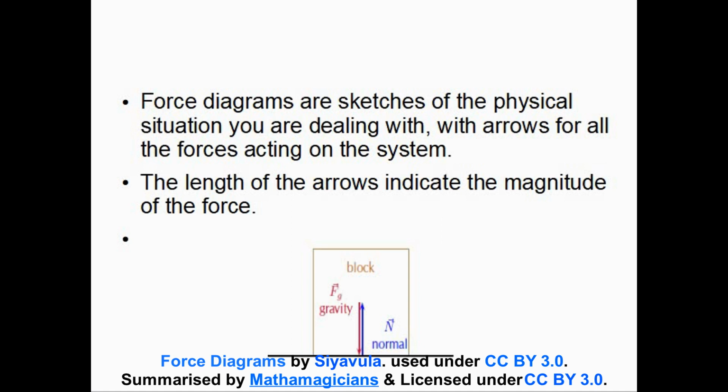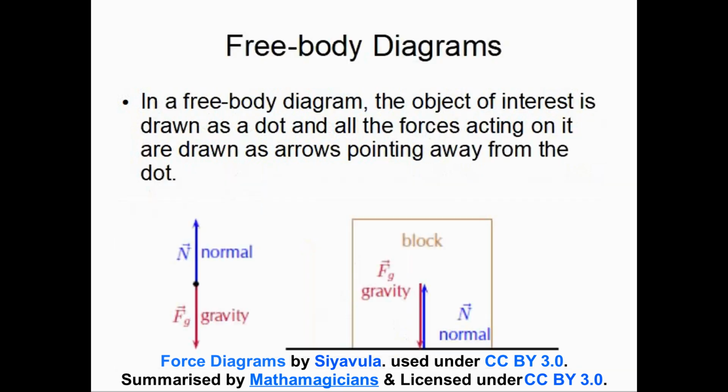Now we are going to look at another type of diagram used when depicting the forces acting on an object, and this is called the free body diagram. And this is how it looks. In a free body diagram, the object of interest is drawn as a dot, and all the forces acting on it are drawn as arrows pointing away from the dot.